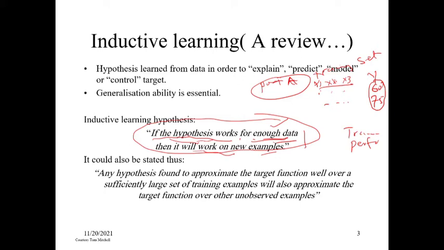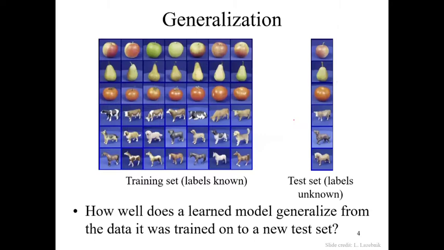Once we check the performance for the training set and it's reasonable, then we go ahead on the testing set. This is why the hypothesis is very important. If the hypothesis works for enough data, that is, if the trained model you have generated works on that enough data, which is the training set, then hopefully it's going to work on new examples that are yet to be seen. Now, this brought the concept of generalization.